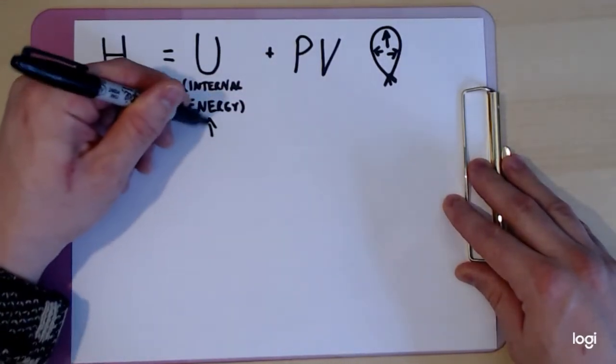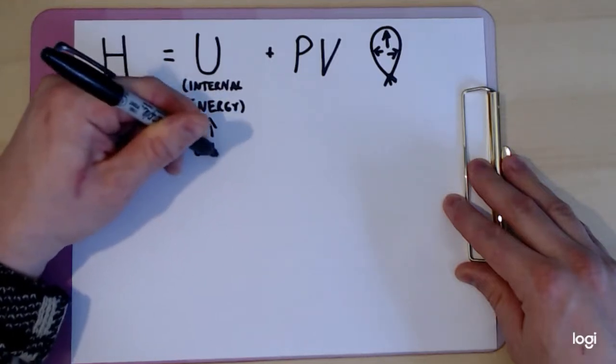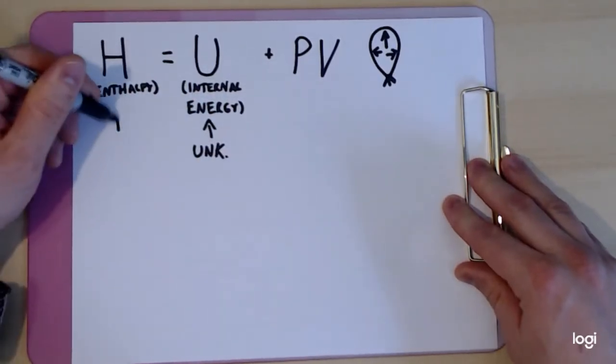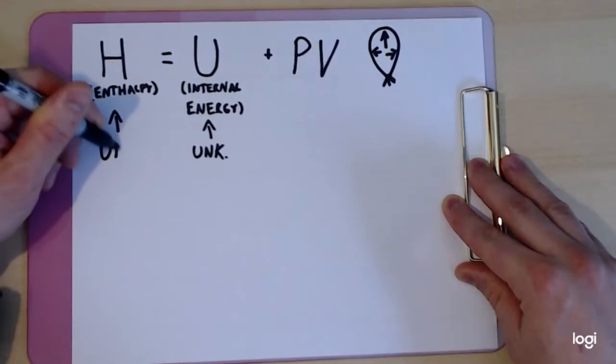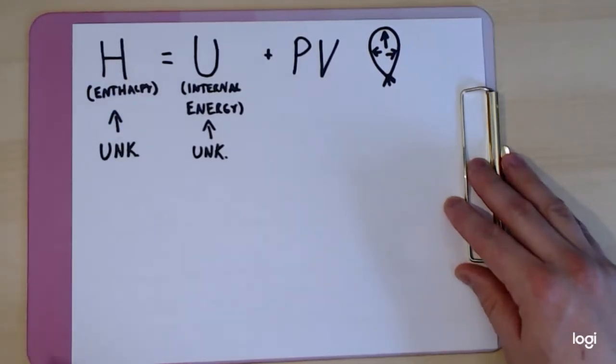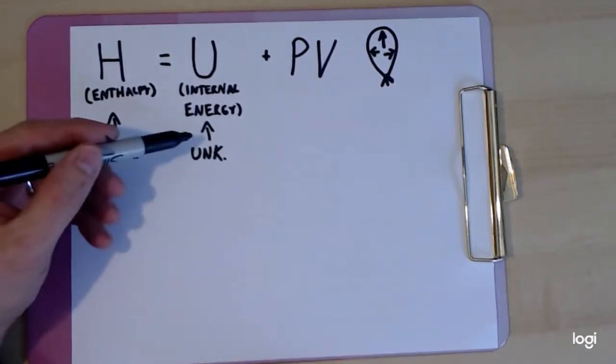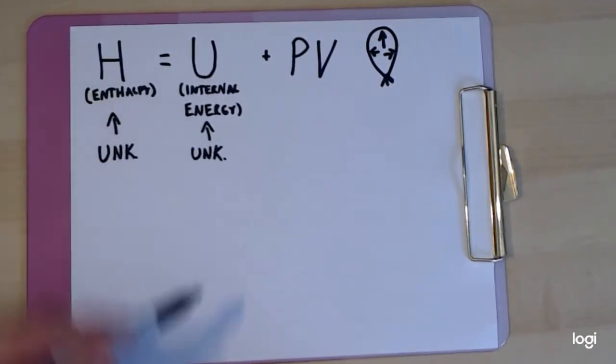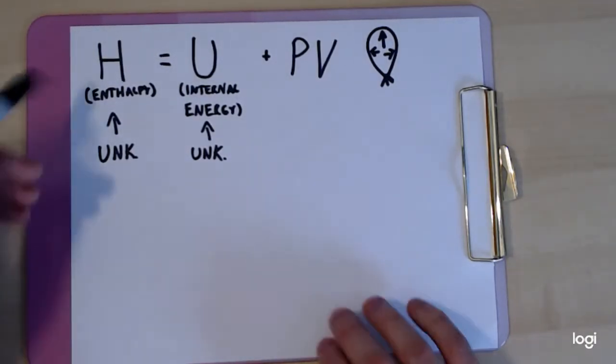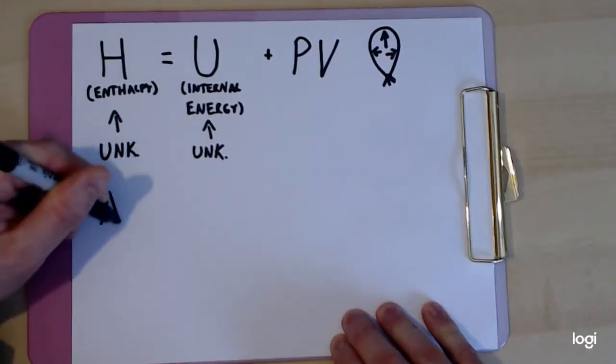So you'll recall from our lecture on the laws of thermodynamics that internal energy of a system is unknown. And therefore, H, enthalpy, is also unknown. So what use is this? Well, you'll recall from the previous lecture that although we can't know U, internal energy, directly, we can measure changes in the amount of internal energy in a system.